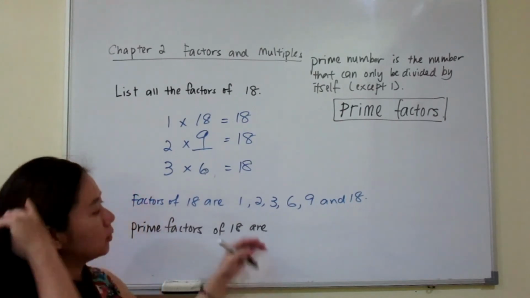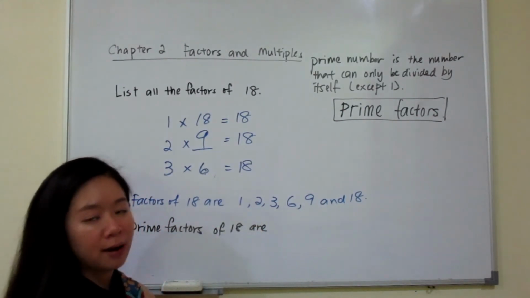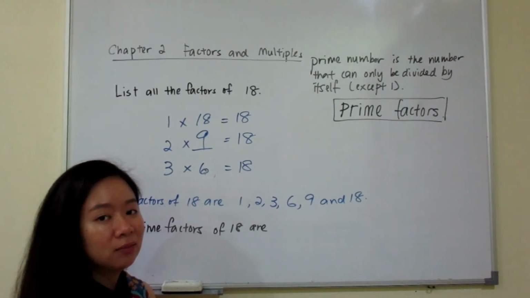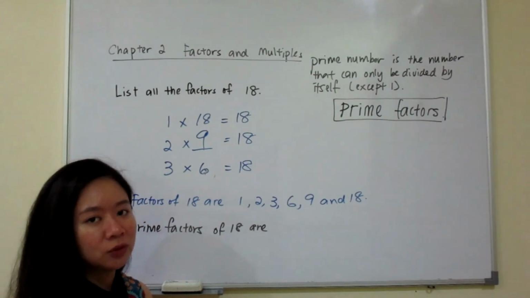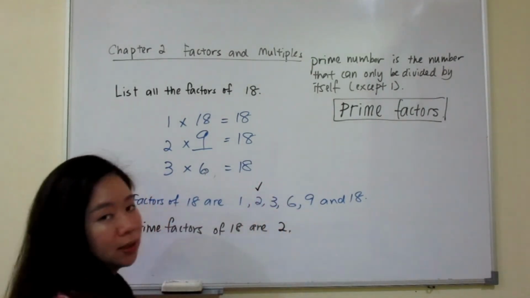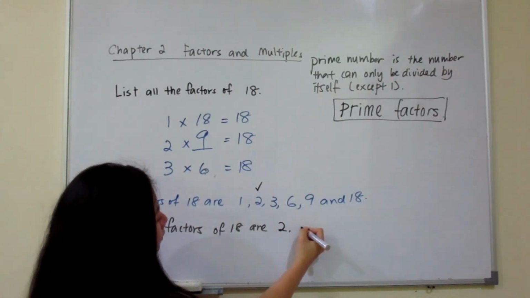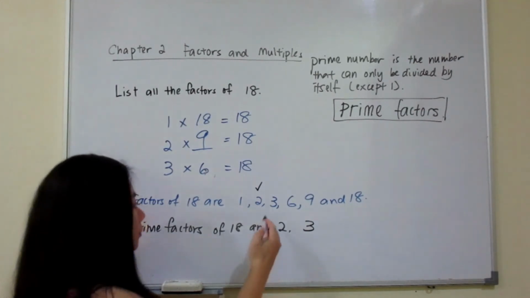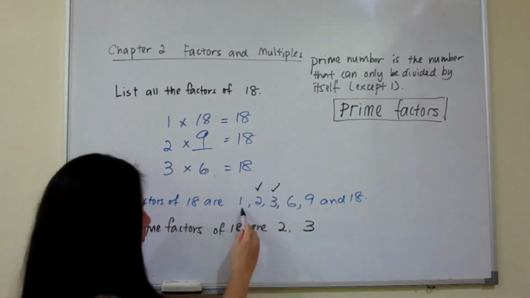So from this list, 1 is out, it is not a prime number. We don't say 1 is a prime number, even though I know 1 cannot be divided by something else. Anyway, we start from 2. So 2 is a prime factor, yes. 3, yes. 6, no.